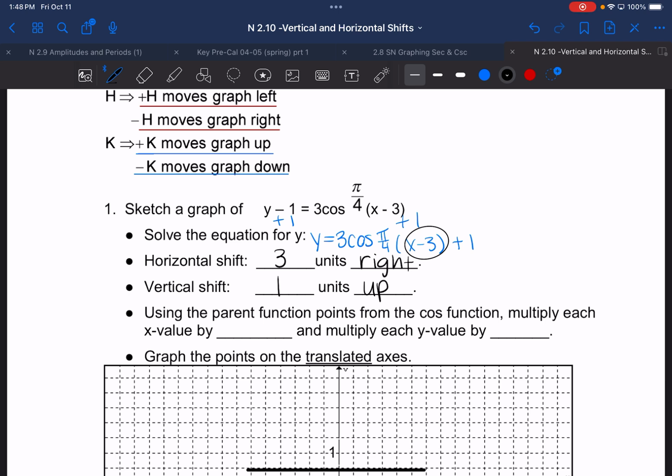Is one of them opposite and the other isn't? Because one of them's inside of a parenthesis and one of them's not. And whenever you're in the parenthesis, you would have to solve. So I would take, remember just like when we solved earlier, you'd take x minus 3, set it equal to 0.